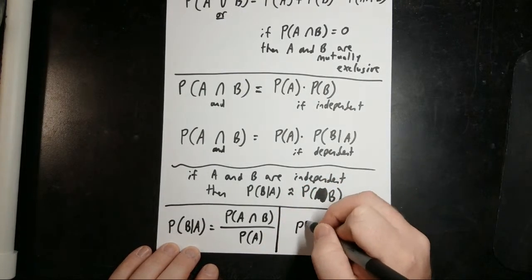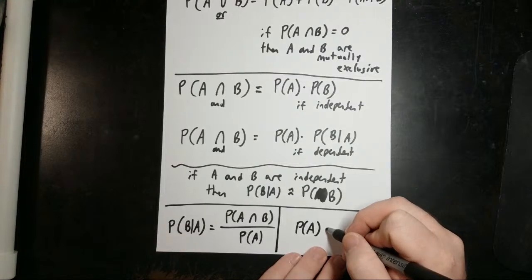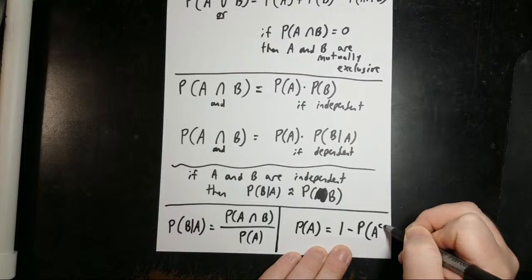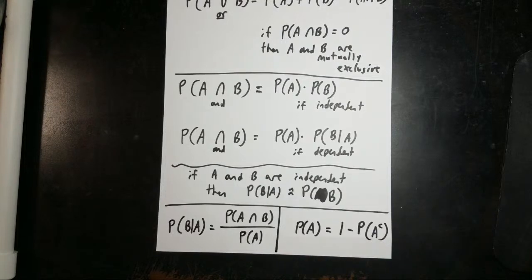Finally, just as an aside, the probability of A is equal to 1 minus the probability of A complement, just being that if the probability of A is 75%, then the probability of not A, or the complement of A, would be 25%, for example. Sometimes they do throw stuff like that at you.